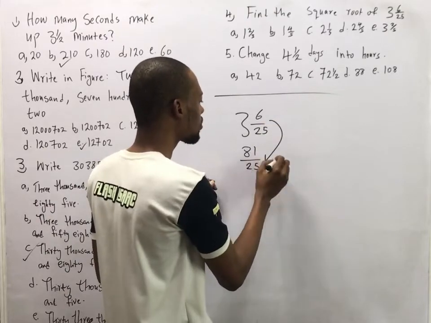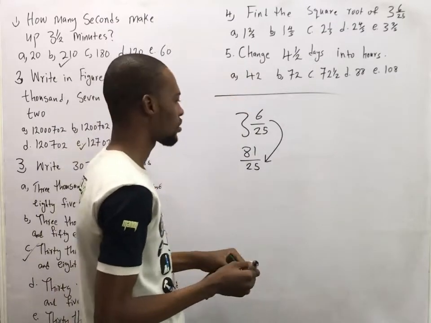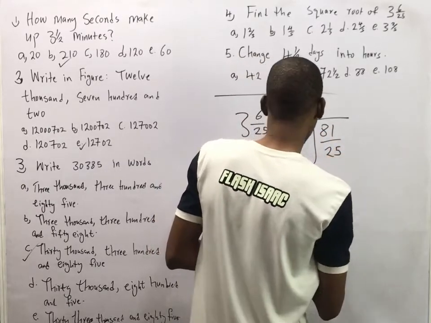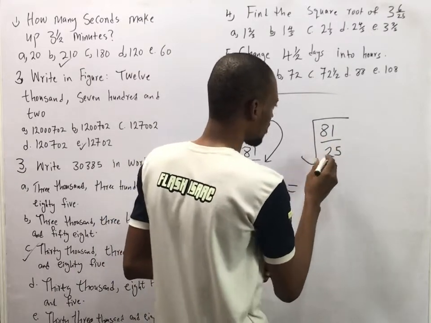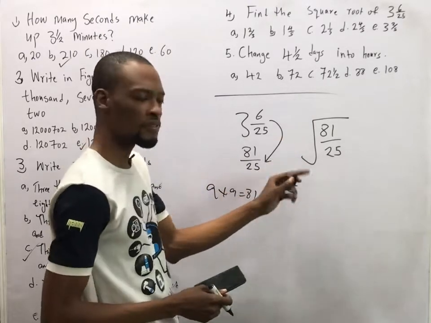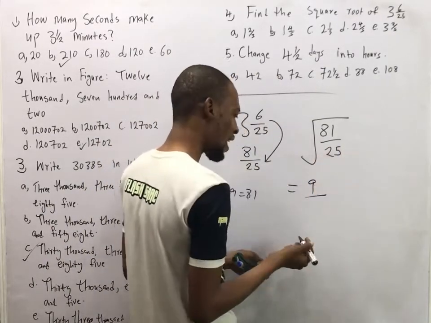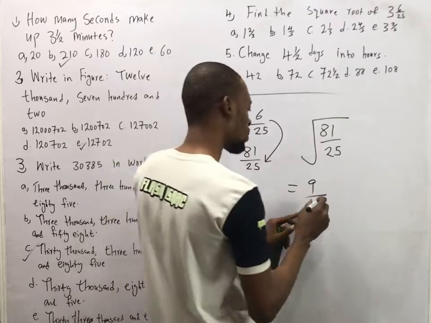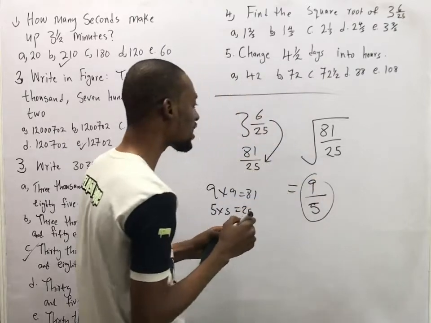So we've converted this to improper fraction. Now the question says find the square root. So the square root will simply be square root of 81 over 25, which is equals the square root of 81 is 9, because 9 times 9 is equals 81. Therefore, square root of 81 is 9. So here is 9 over the square root of 25 is 5, because 5 times 5 is equals 25. So we come here and we put 5. So the answer is 9 over 5.